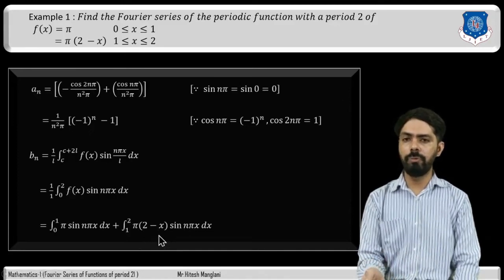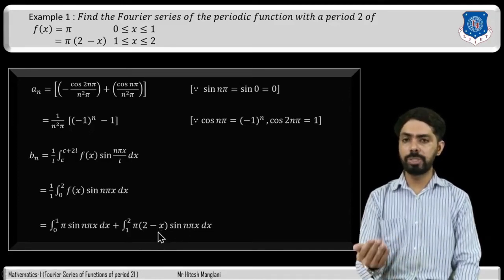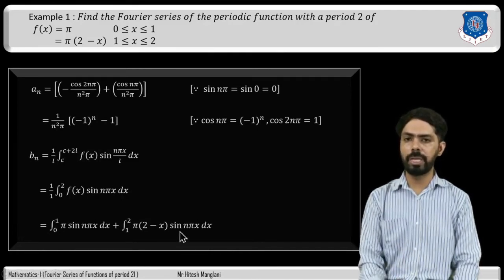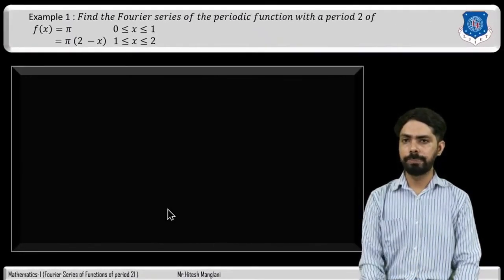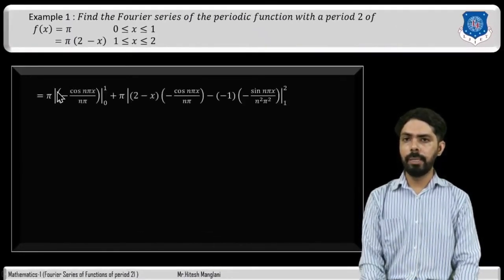So first of all we will have to choose the function whose successive differentiation is 0. Therefore we will choose 2 minus x. So first of all 2 minus x will be as it is. Then we will take integration of second function, that is sine n pi x. So integration of sine theta will be minus cos theta. So this will be pi into minus cos n pi x divided by n pi, and limit will be from 0 to 1.